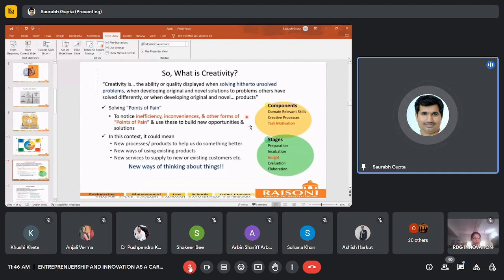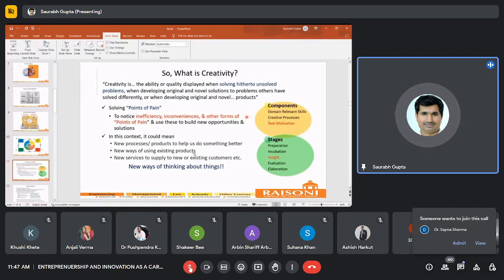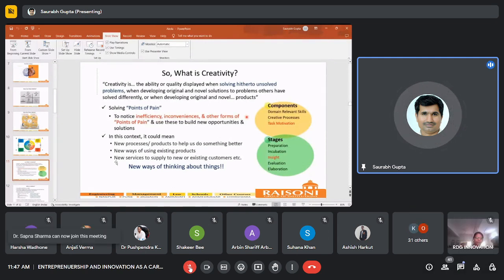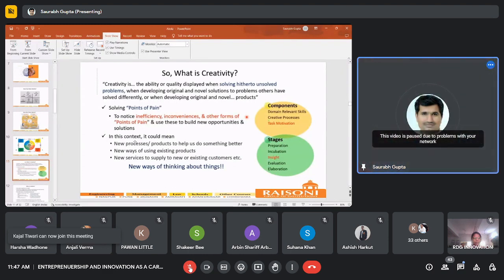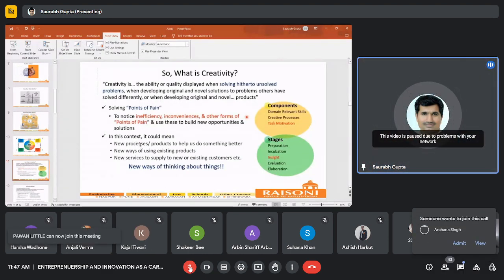Okay, and based on creativity, you can invent either a new process or a product which can help us to do something better. It can be a new way of using the existing product, or it may be new services or supply to new or existing customers. So based on this, you can create the creativity, and it may result in any of these things.